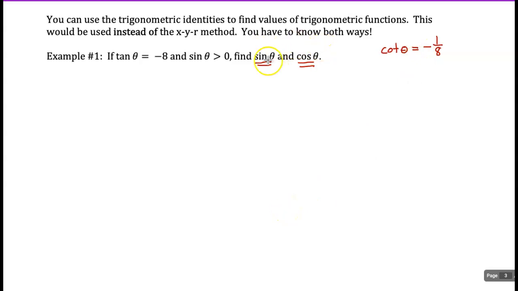Now, if I look and I see that I want the sine and cosine, I'm not going to be able to get directly to either of those by just knowing tangent and cotangent. So I'm going to have to use one of the Pythagorean identities. I could either use 1 plus cotangent squared is equal to cosecant squared, because I have the cotangent right here, or I could use tangent squared plus 1 is equal to secant squared.